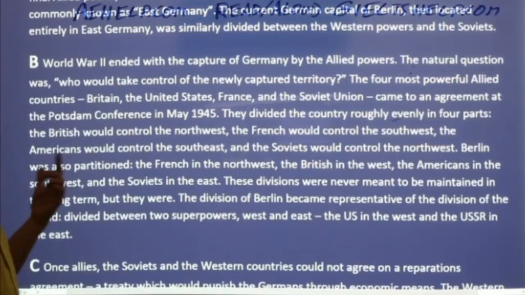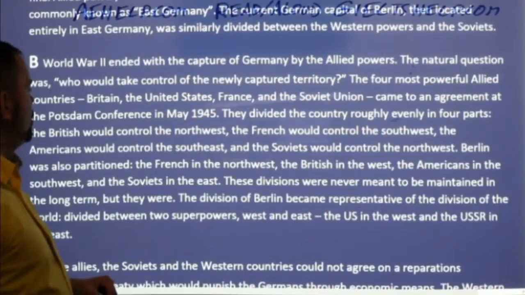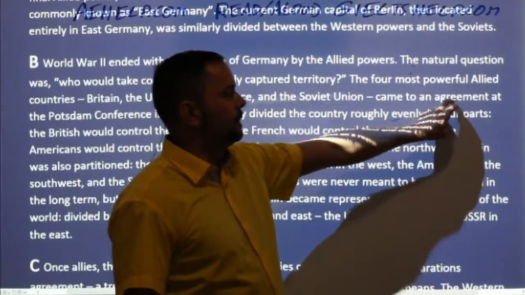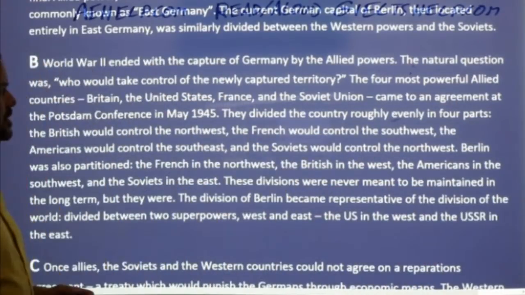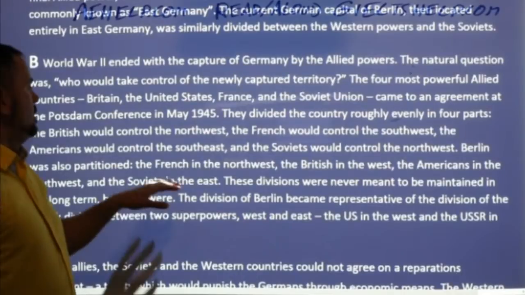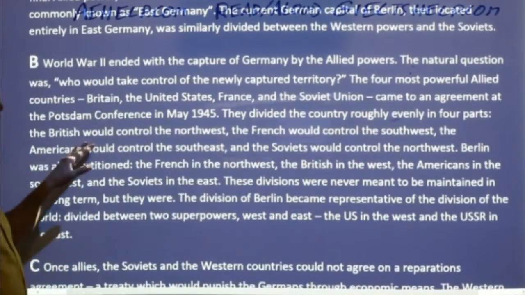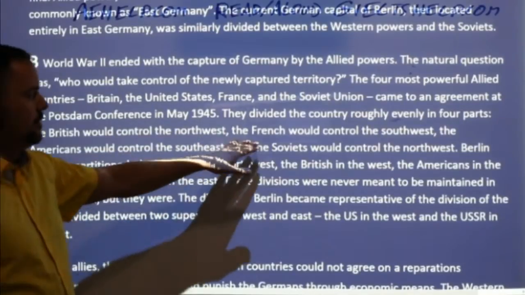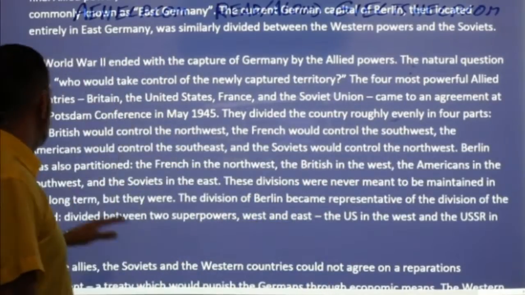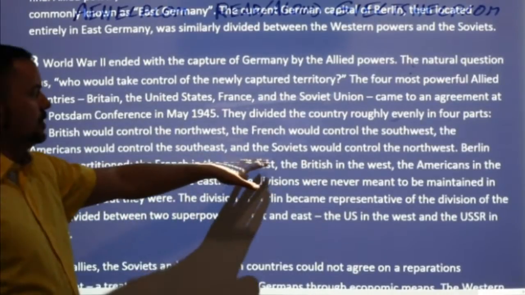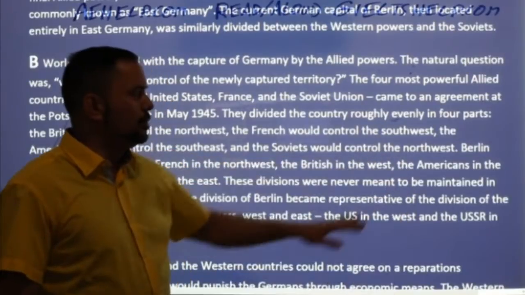Notice something interesting, students, that we said a treaty, and instead of a treaty, we just saw that word agreement that I paraphrased during the questions right here. Okay, so that's how much that paraphrasing can help. All right, so they divided the country roughly evenly into four parts. The British would control the northwest, the French would control the southwest, the Americans would control the southeast, and the Soviets would control the northwest.